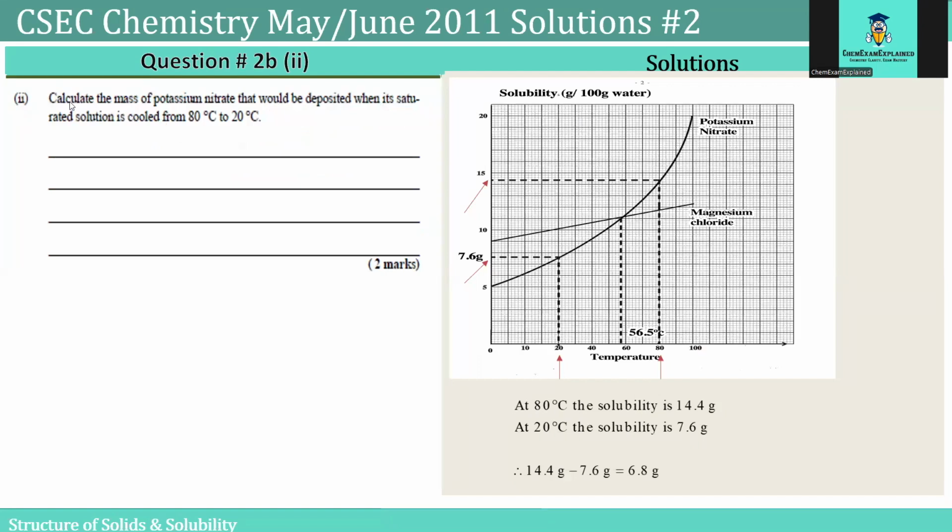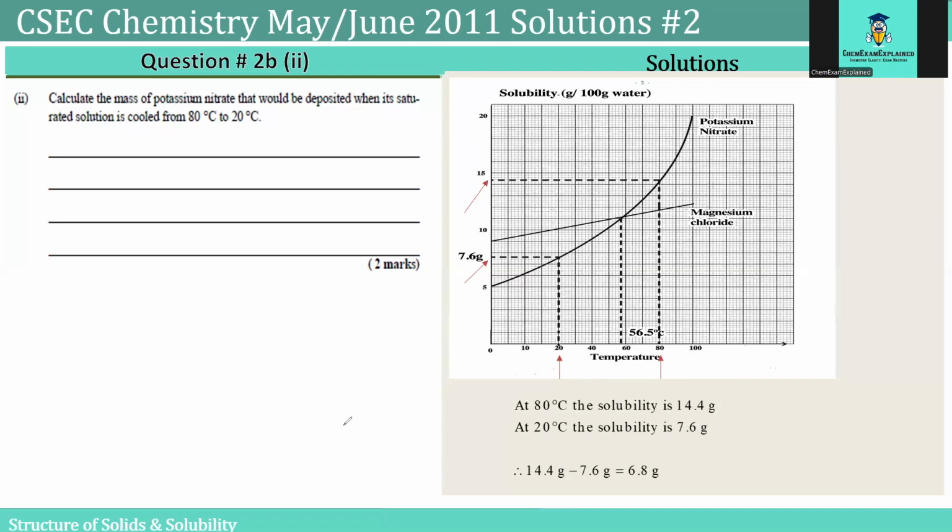2B Part 2. Calculate the mass of potassium nitrate that would be deposited when its saturated solution is cooled from 80 degrees Celsius to 20 degrees Celsius. So what we're going to do is to look on the graph and find potassium nitrate. And so this is potassium nitrate. We're then going to find our temperatures of 80 degrees Celsius and 20 degrees Celsius. We're going to interpolate from the x-axis to touch the potassium nitrate curve, and then we're going to interpolate across to find the value, which is the solubility of potassium nitrate at 80 degrees Celsius.